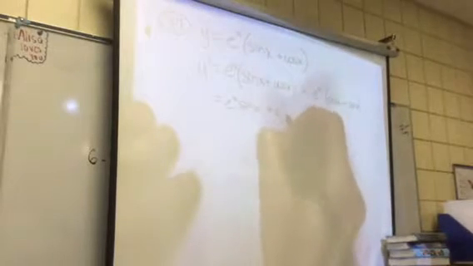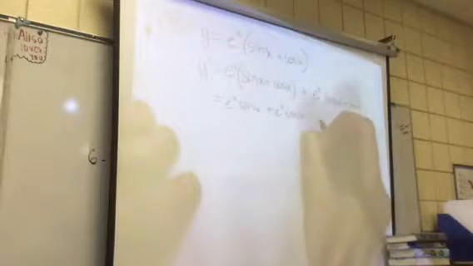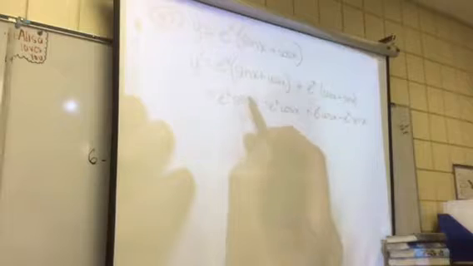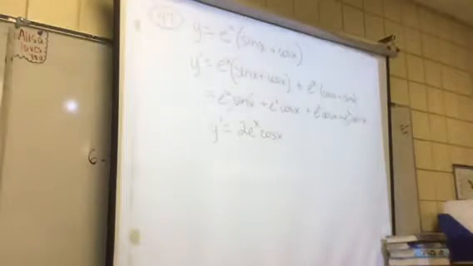And so distribute your e to the x and see if we have any like terms that we could combine. So are you good with that? And we have some terms that will cancel. And e to the x cosine x plus e to the x cosine x are like terms. So you can combine those. And so our first derivative is 2e to the x cosine x. Does that match the answer key?